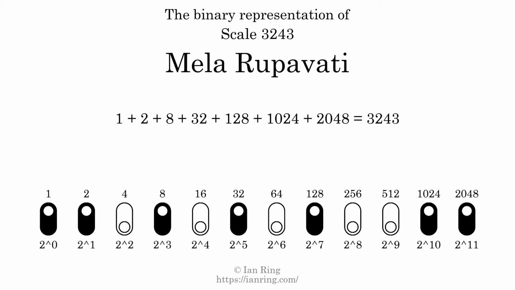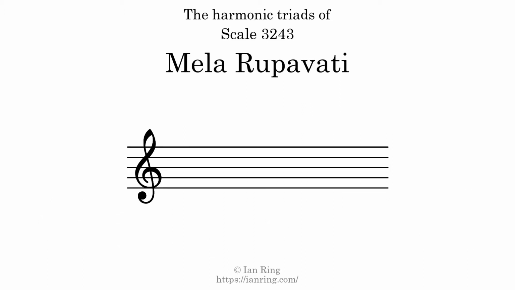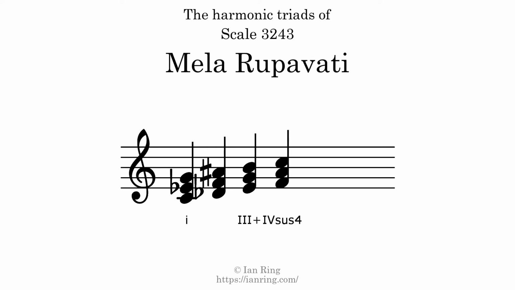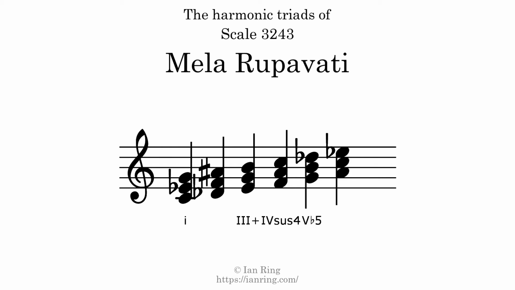3243. The scale number not only enumerates the scale with a unique index, but it also literally describes the tonal content of the scale. Represented as a binary number in base 2, the scale number is 110010101011. Here are the harmonic triads present in this scale. Minor, unnamed, augmented, sus4, major flat 5, unnamed, diminished flat 3.